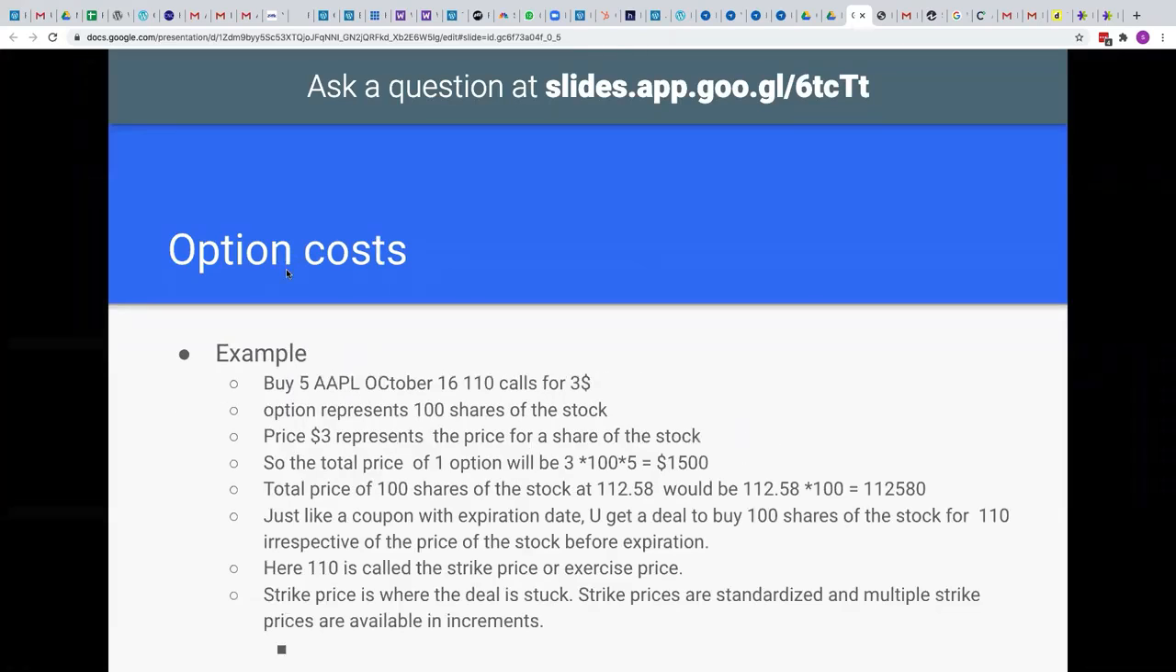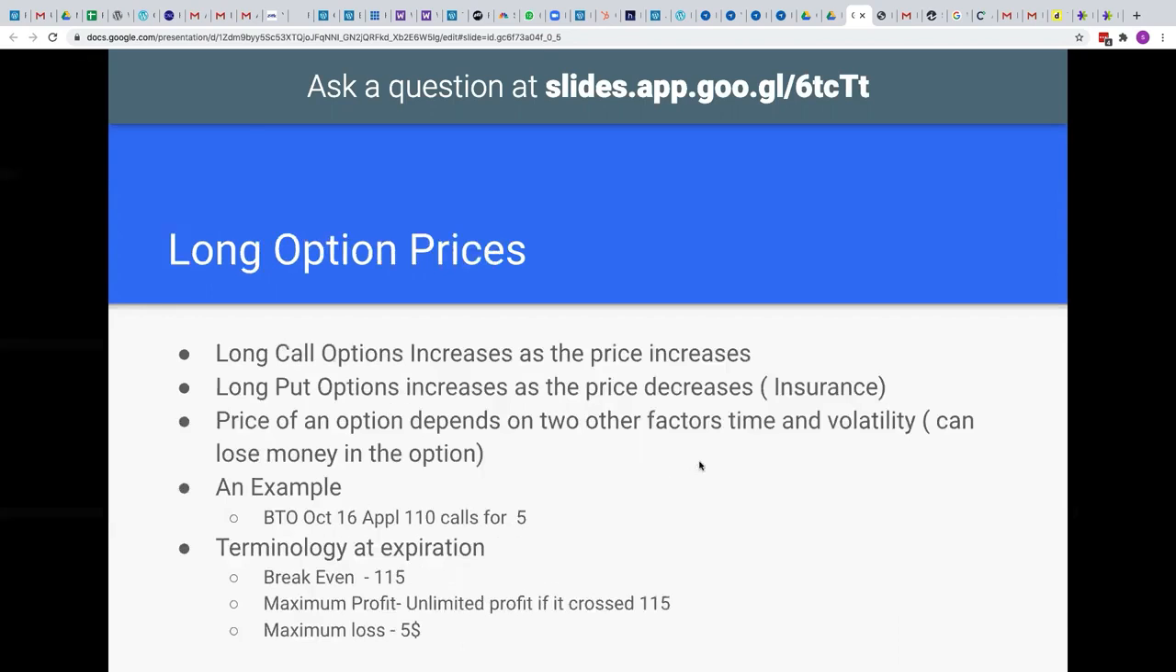So let's talk about option cost. Typically, you will see something like this: Buy 5 Apple October 16, 110 calls for $3. Here, what does it mean? An option represents 100 shares of the stock. The price of $3 represents the price for one share of the stock. That means you're not quoting for 100 shares, but for one share of the stock, it is $3. So the total price of one option is 3 into 100, that is $300. You want to buy 5 options, so your total cost will be $1,500.